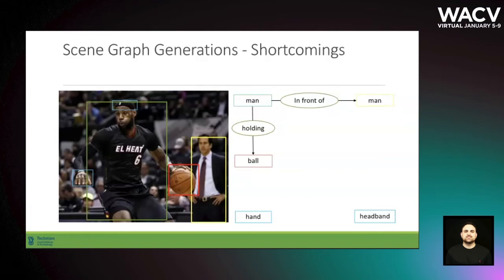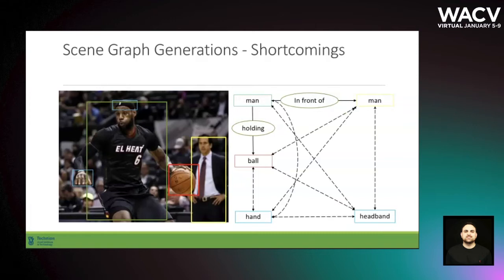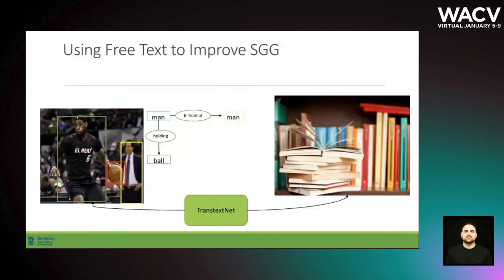However, most objects do not interact at all. As you see in this example, there are many objects in the image that do not interact. For example, the headband does not interact with the right hand, and the ball does not interact with the man in the background. We propose TranstextNet to overcome these shortcomings.